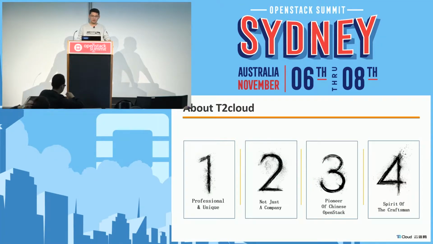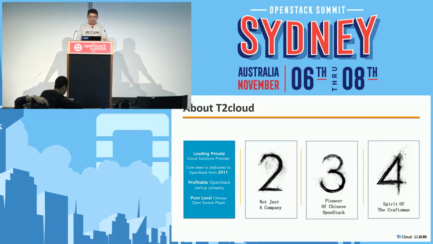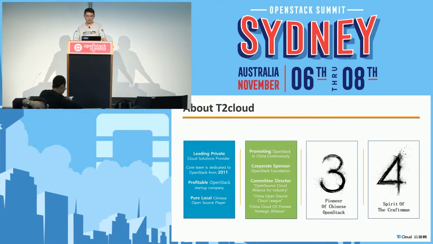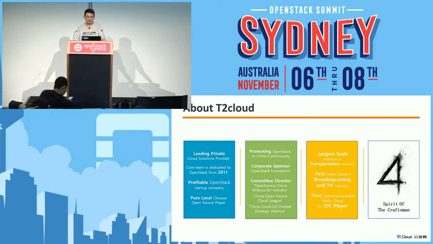T2 Cloud is a rapidly growing company in China, which focuses on cloud computing. We are the leading cloud solution provider in China. We have over 100 employees, and 80% are OpenStack-related engineers. The core team have already been committing to OpenStack for many years, ever since the first release. We are a member of OpenStack Foundation and have always been promoting OpenStack in China.